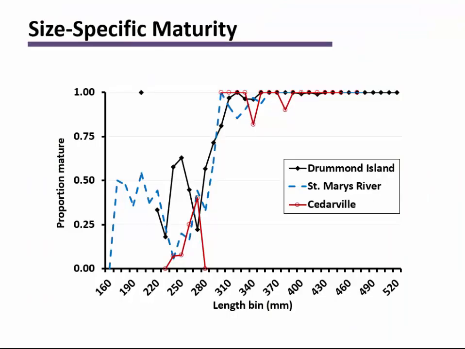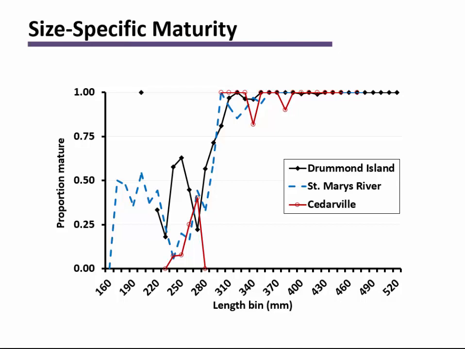This is a graph that shows maturity, proportion mature fish by size, males and females combined, between the three areas. Things that I want to point out here are two. One is the blue dashed lines in the St. Mary's River, you get a lot of fish that are sexually mature at a very small size, so 170 to about 240 millimeters. And then the proportion mature declines with size and then increases as you would expect a normal maturity curve.